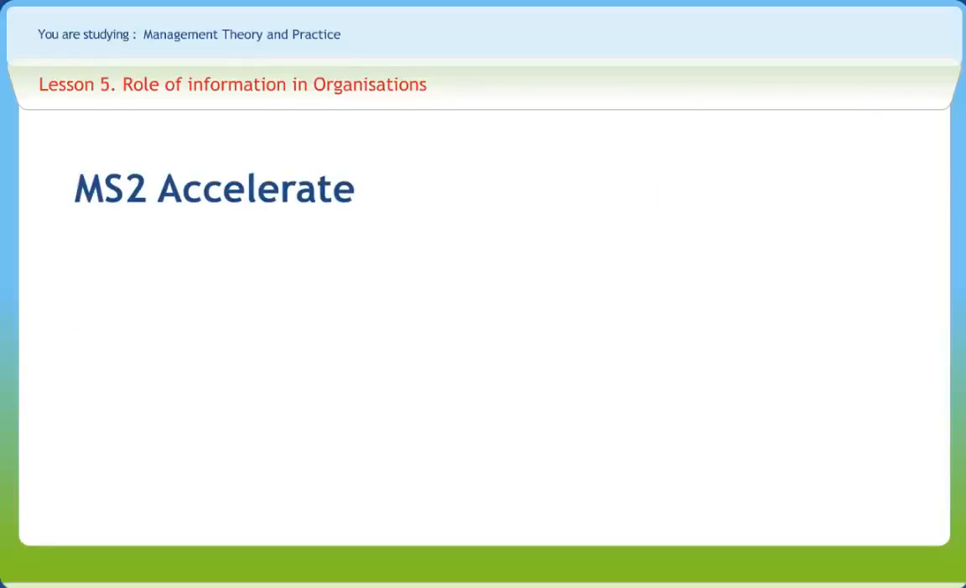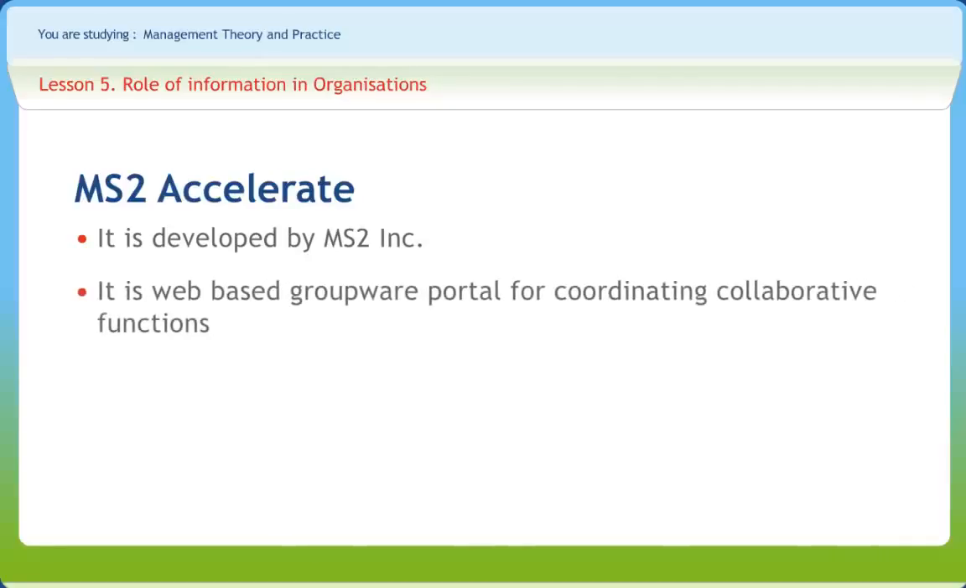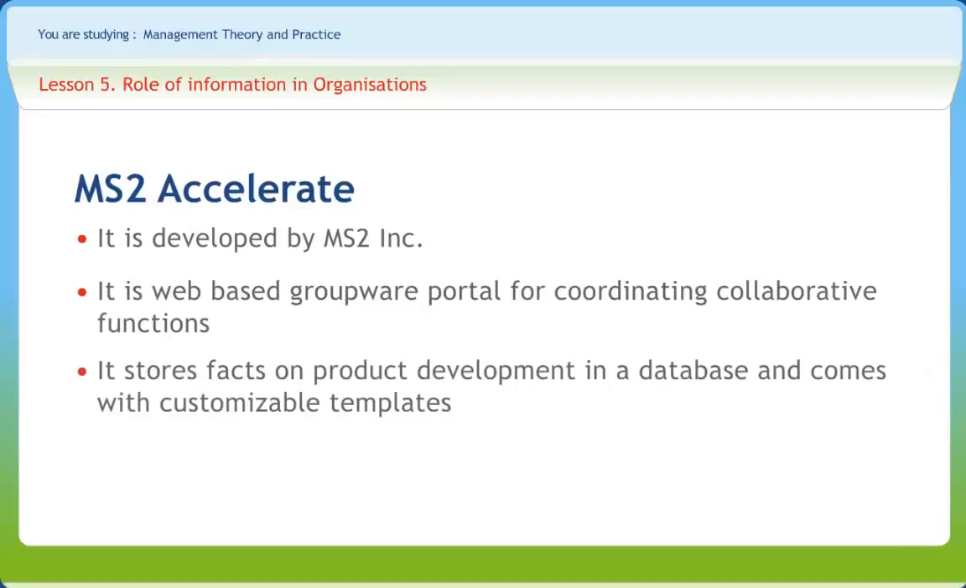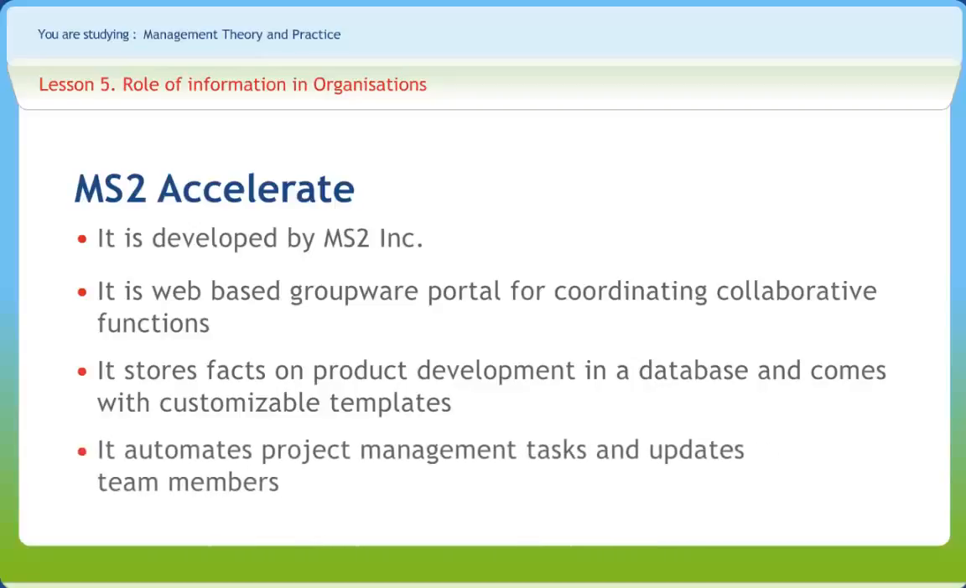MS2 Incorporated spent several years developing MS2 Accelerate, which is a management process for use by development and marketing teams in bringing new products to market. Accelerate stores knowledge on product development in a database and comes with hundreds of customizable templates that outline procedures for performing important tasks well. MS2 Accelerate automates project management tasks and updates team members.